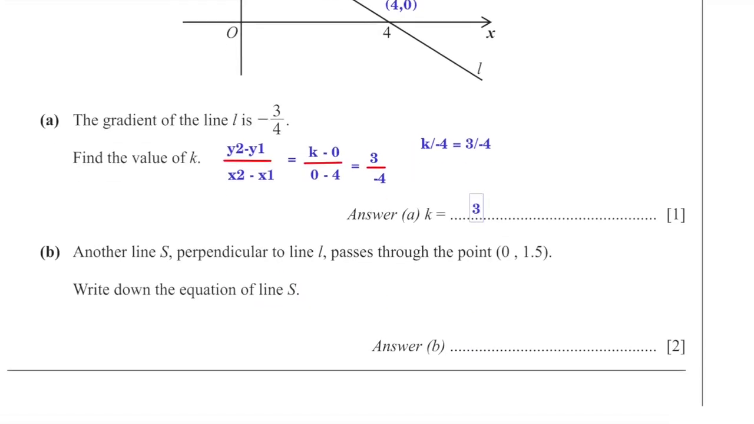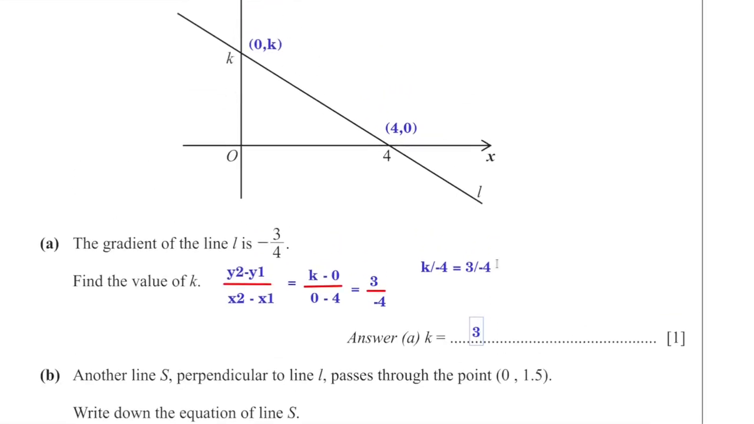Now, here is the question. What does this mean? Another line S perpendicular to L passes through 0, 1.5. Which means we have a line which is actually perpendicular to the given line here. And we are told that it's passing through this point, like that. There's the line. This line is now L. This is line L, and then you are told that it passes through.